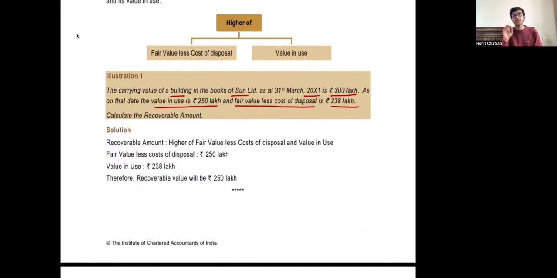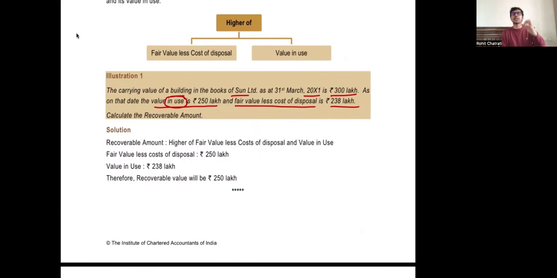Remember, value in use basically represents the present value of the cash flows that an entity is expected to receive by using the asset. Look at the word use. So what is the value that Sun Limited will actually be able to generate by continuing to use this building? Let us say this building is a factory building. By continuing to use this as a factory building, the amount of cash flows that Sun Limited is expected to generate is equal to 250 lakhs.